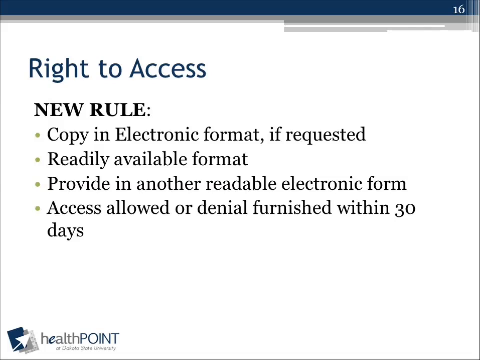There is a change in the right to access. The new rule shows that we should be giving access in electronic format if requested. Now, you have to make sure that this format is readily available, and we're going to give you some tips on how to do that. It means providing it in another readable electronic form that you can give to the patient. And if you are giving access, you must make an allowance or a denial furnished within 30 days versus 60 days, which the previous rule had stated.